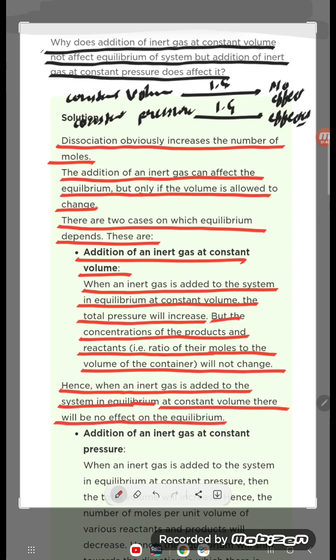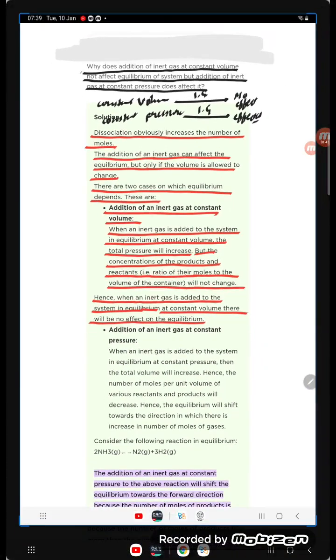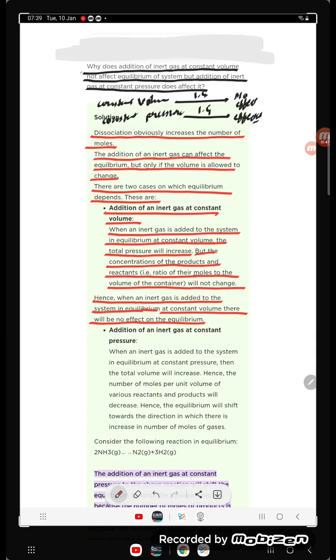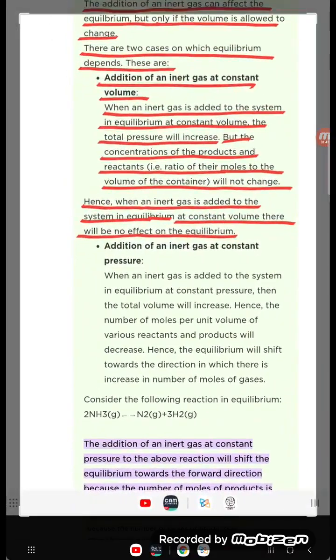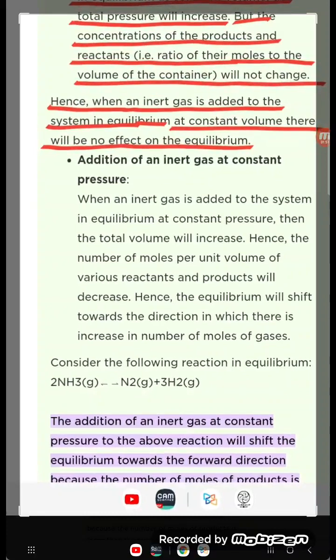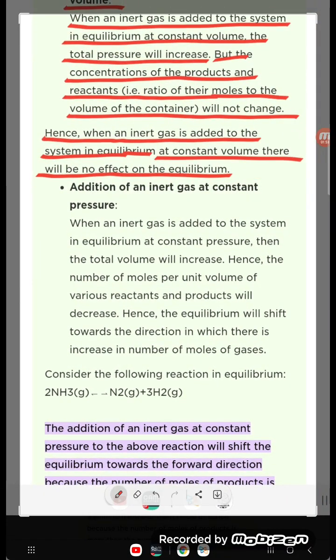What the reason is, student, if you are really able to understand this one factor, is that the partial pressure is not changing, although total pressure is being changed. So the partial pressure of the product and reactant remains the same, so there is no effect on equilibrium.